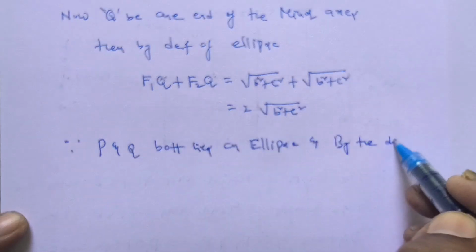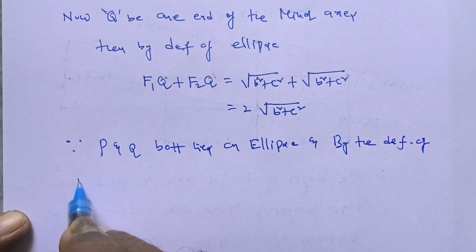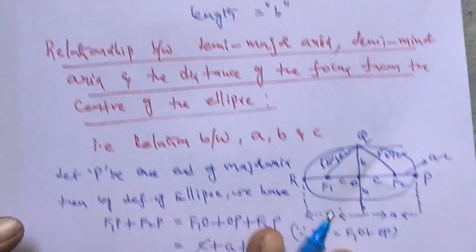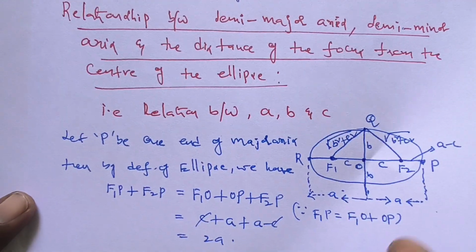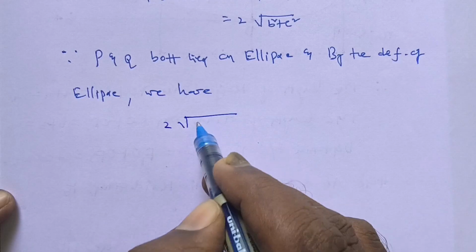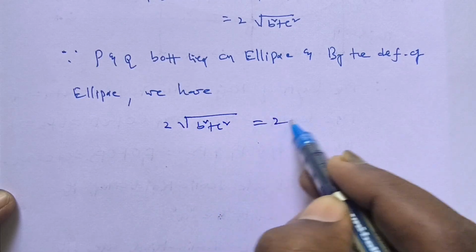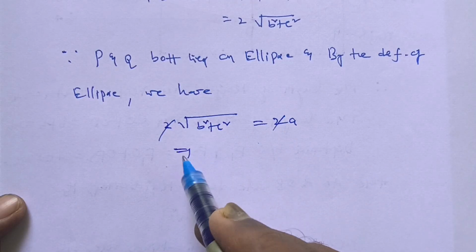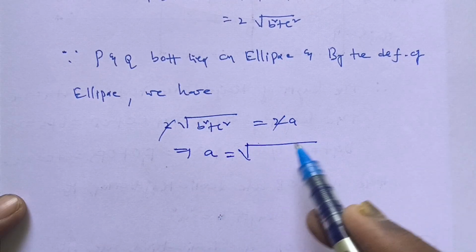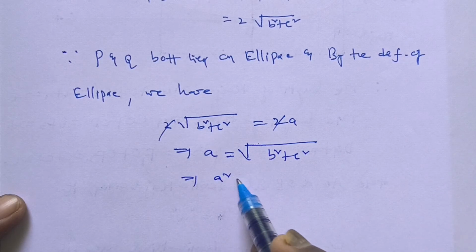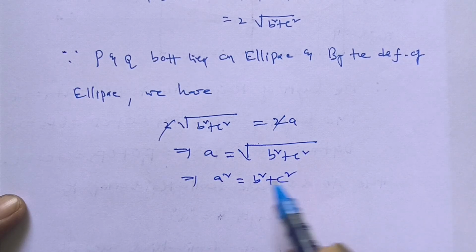Here these two points P and Q both lie on the ellipse, then by the definition of the ellipse, these distances should be equal, meaning the same. So 2a equals 2 square root of b square plus c square, which equals 2a. Here 2 cancelled out, a equals square root of b square plus c square. Now squaring on both sides, we have a square equals b square plus c square.